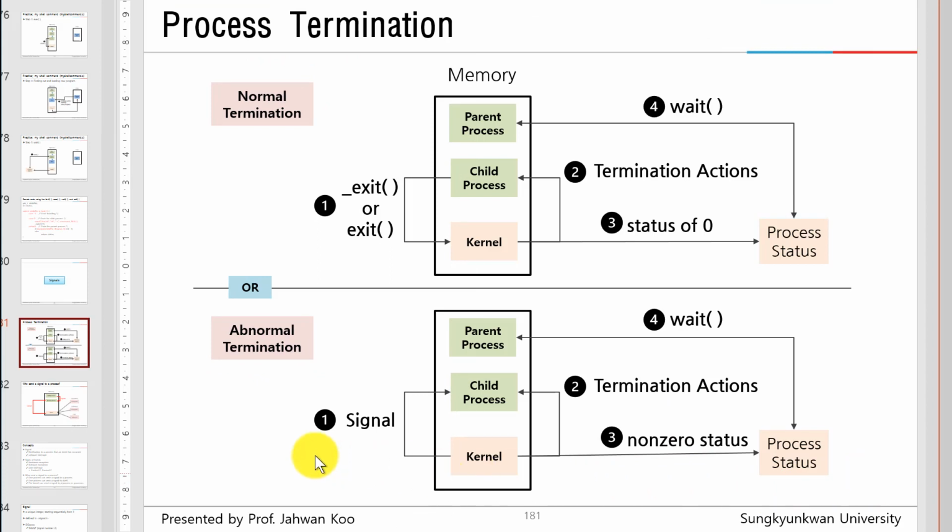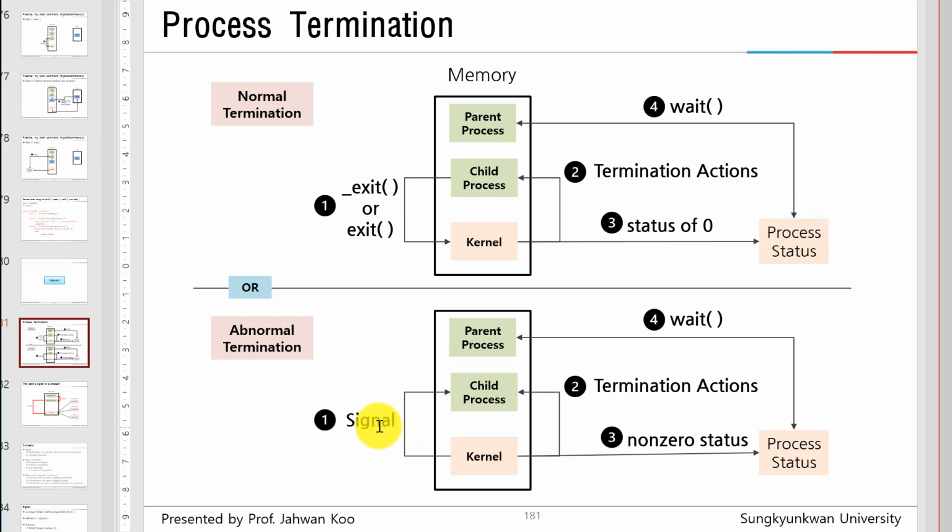Especially, it is important when the process is terminated. Generally, a process may terminate in two methods. One is normal termination, the other is abnormal termination. More specifically, the process can terminate normally using the _exit system call or the exit library function. The other is abnormal termination. The process can be terminated by the delivery of a signal.